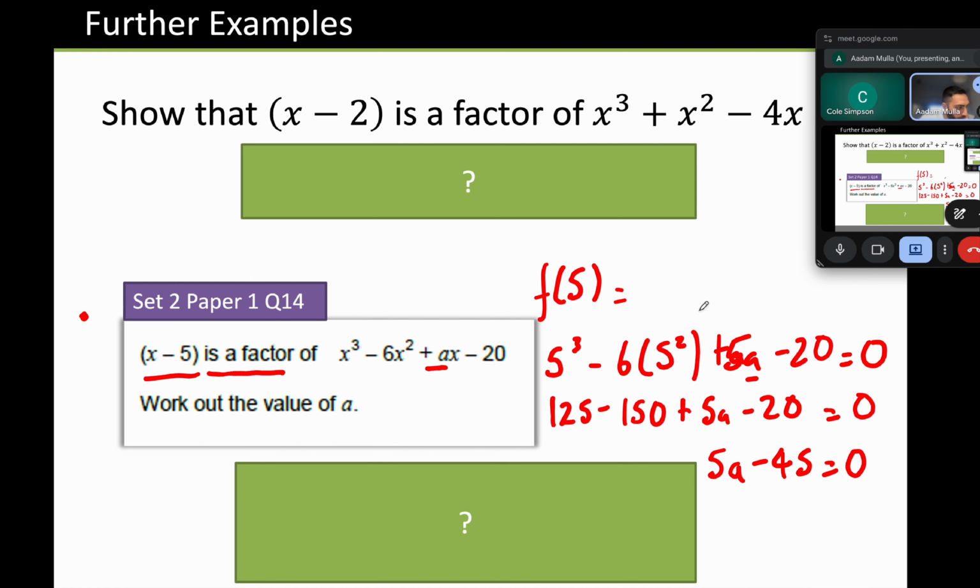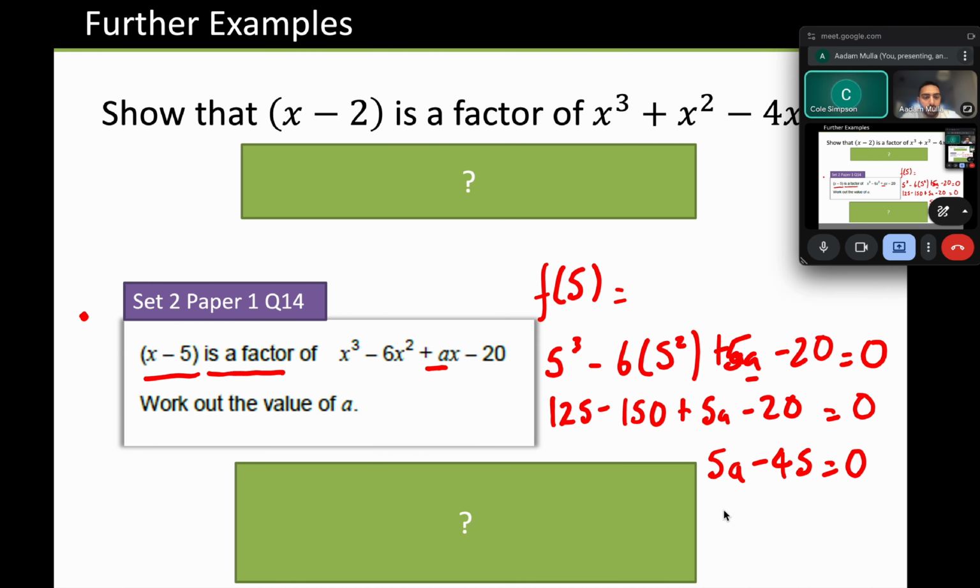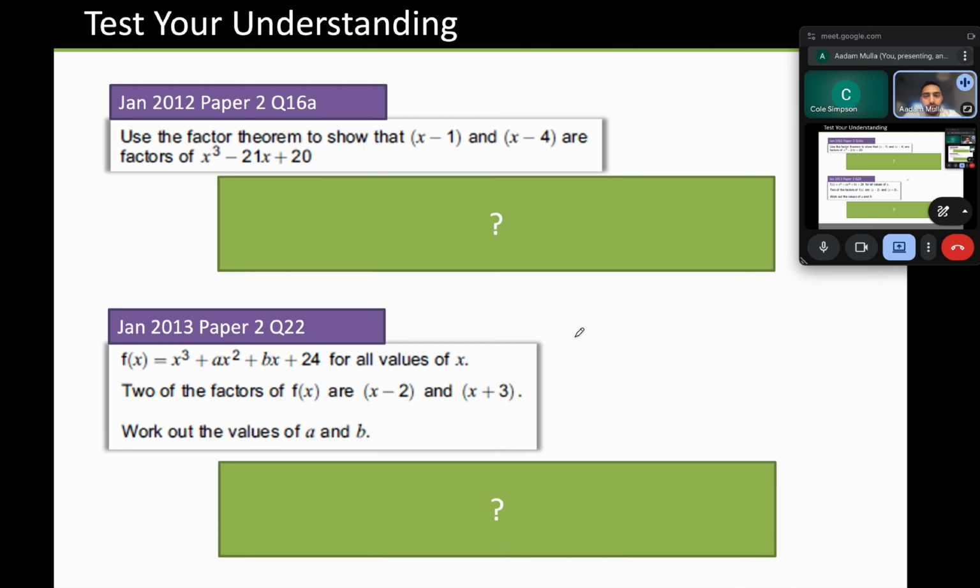What do you think? Or do you want help? Would it be 9? Yeah, 9's right. 5a equals 45, a equals 9. So we could put that in there, and if we substituted 5 into there, it should equal 0. You don't have to do this, but how would you do that question?